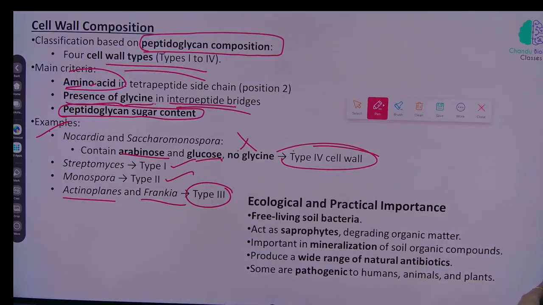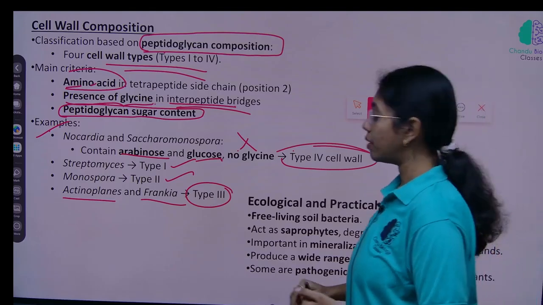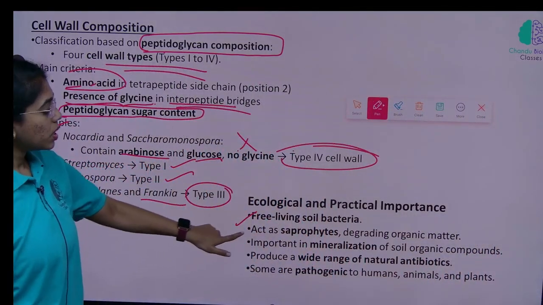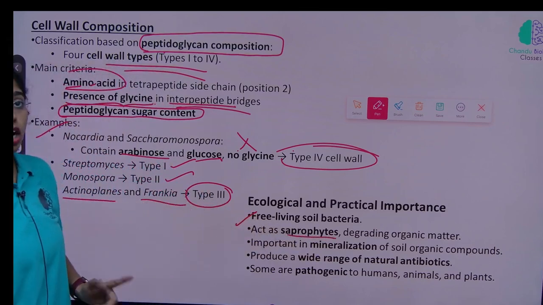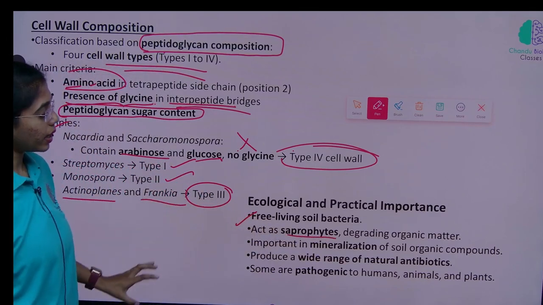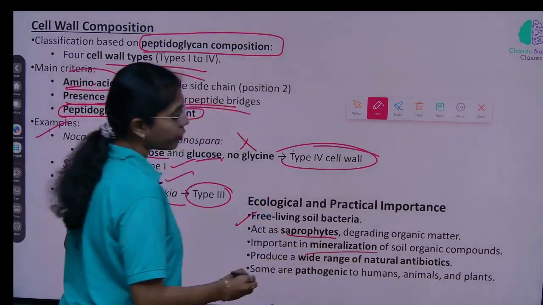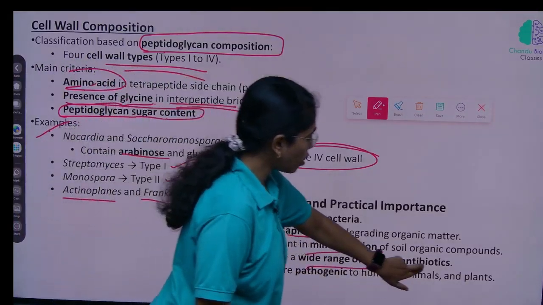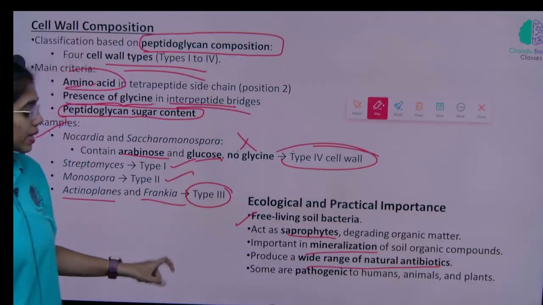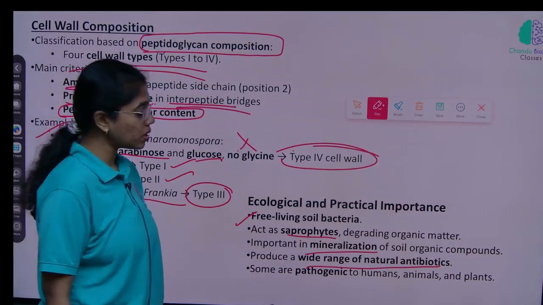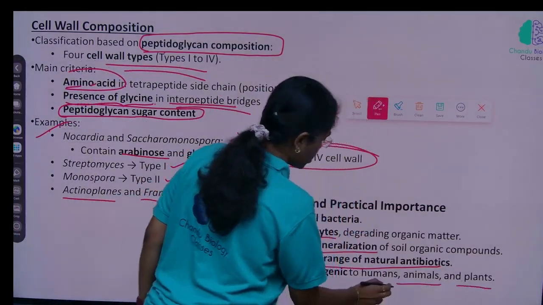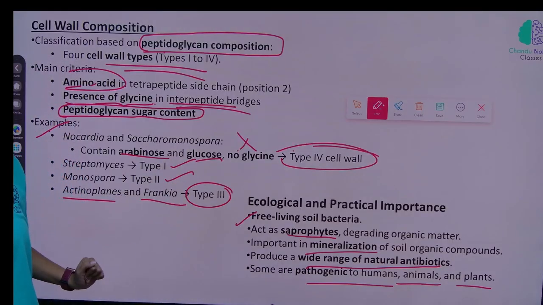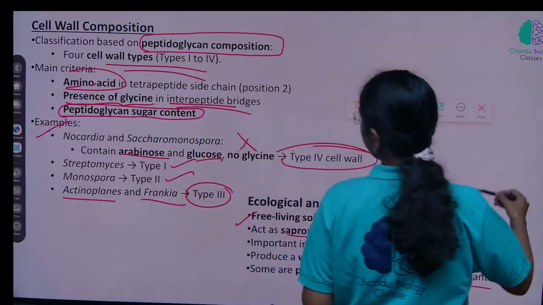Now, ecological and practical importance. First, they are free living soil bacteria and act as saprophytes, degrading organic matter. They are important in mineralization of soil organic compounds. They produce a wide range of natural antibiotics, and some are pathogenic to humans, animals and plants. So these are of ecological and practical importance. Clear till here? Any doubt anywhere?